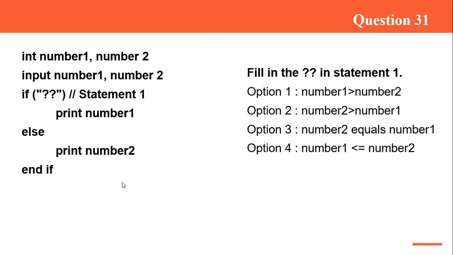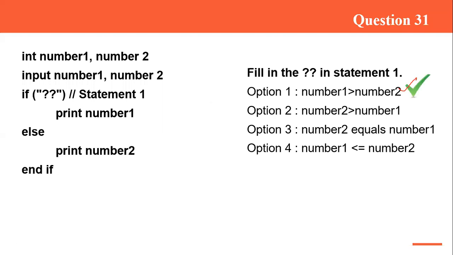Cool, super. Everyone got it easily because we know the greatest number among two numbers. When should we print number one? Only if number one is greater than number two, we'll print that. So we have to take number one greater than number two. So the answer is option A. Option one. Perfect.